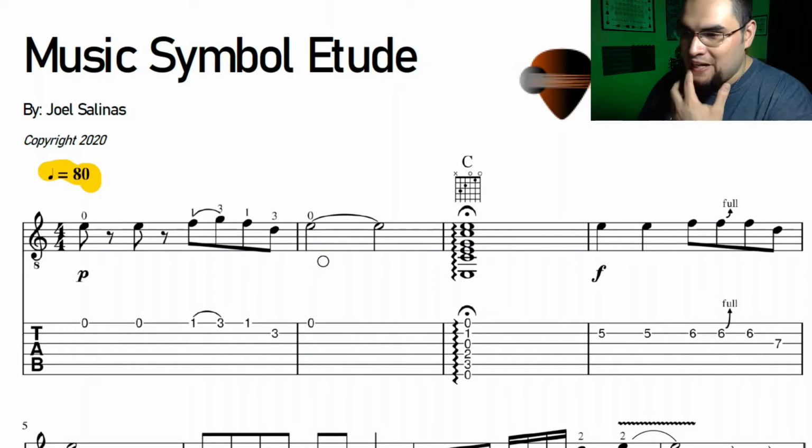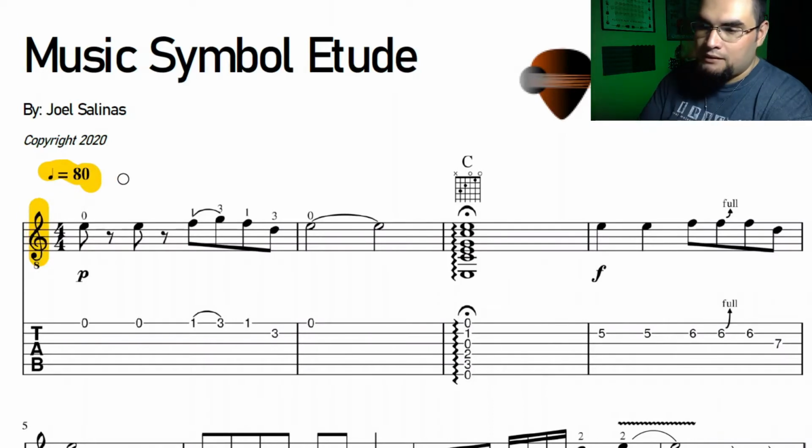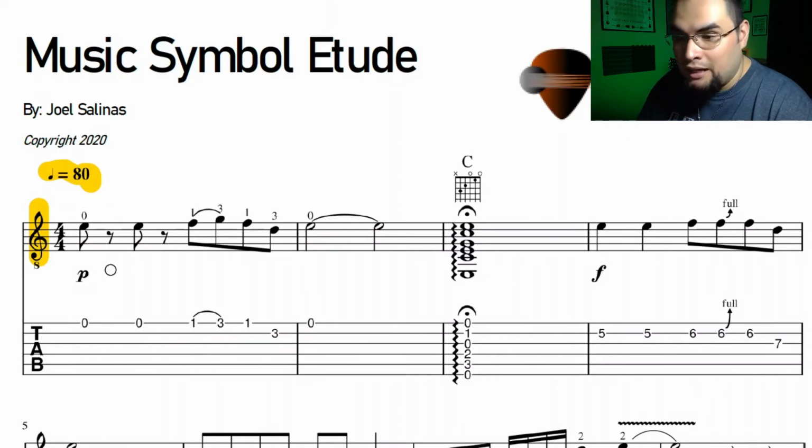All right, so the next symbol that we're going to talk about is the treble clef. Now, the treble clef is a simple thing that musicians see, and it's kind of like a marker on your music that tells you what the lines are going to mean and what the spaces are going to mean in the music notation. There are more than one clef, and that's the reason I'm explaining it.